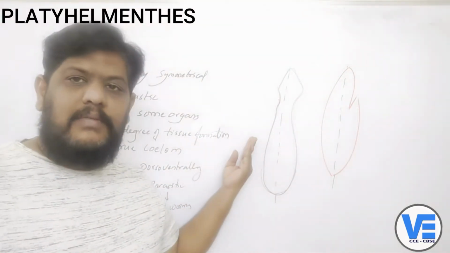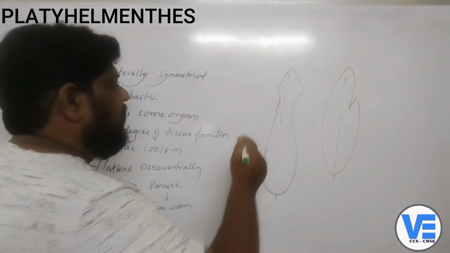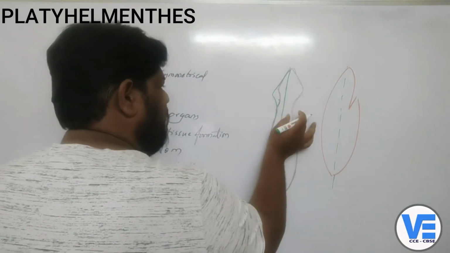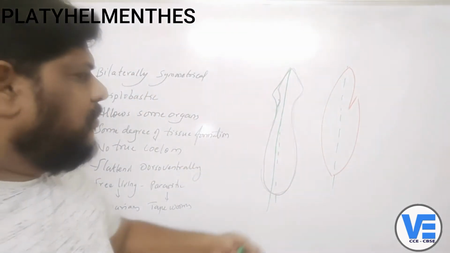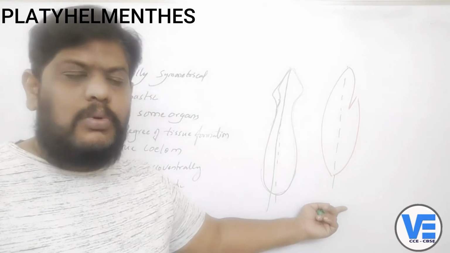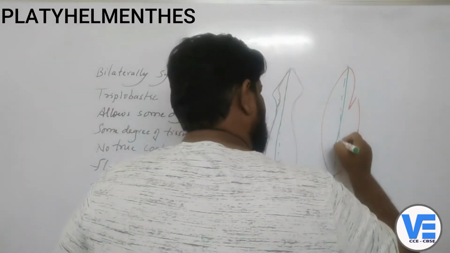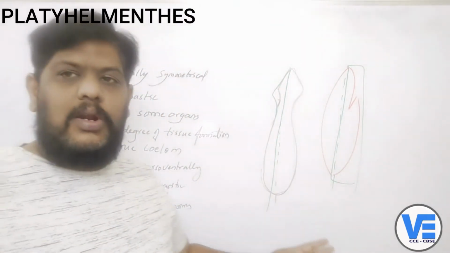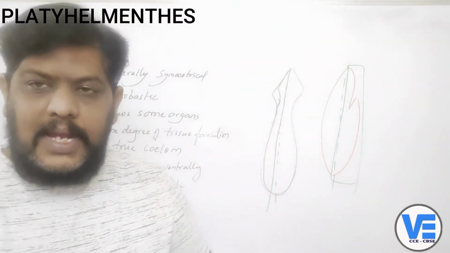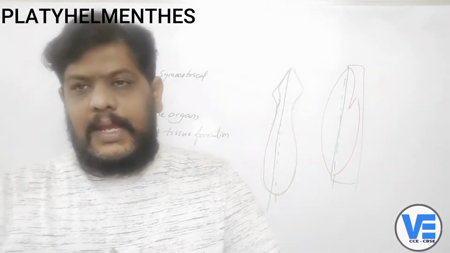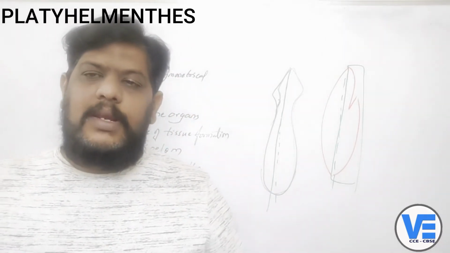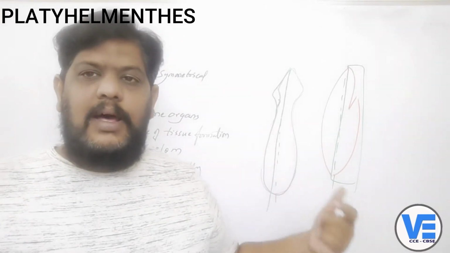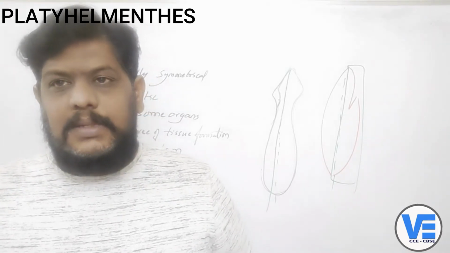Exactly, this planarian will be identical because if you see this part and this part, they are very much similar to each other. But when you come to the paramecium, they are not similar to each other. Here, this part has a different shape, and this part has a different shape. So when you cut an organism into two equal halves, if they are exactly identical to each other, we call it bilaterally symmetrical. So these organisms are an example of bilaterally symmetrical organisms.